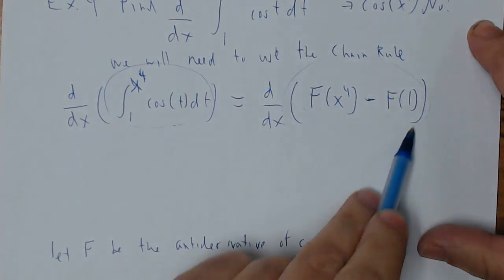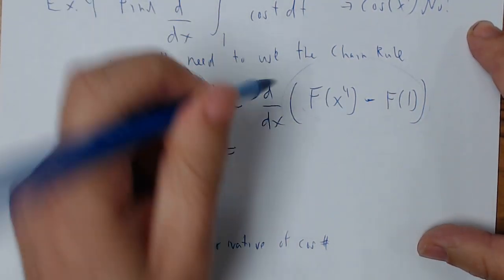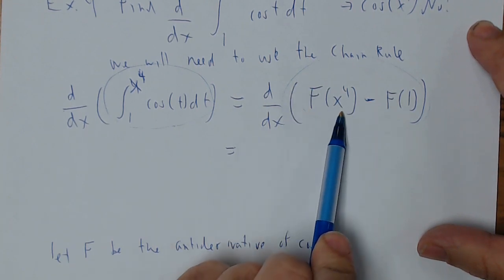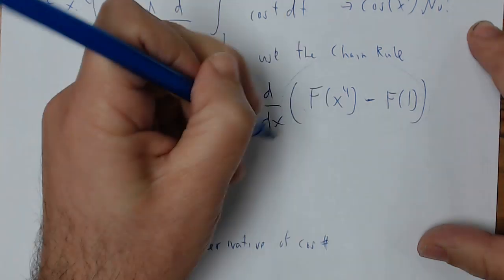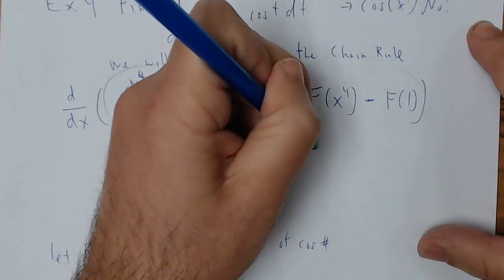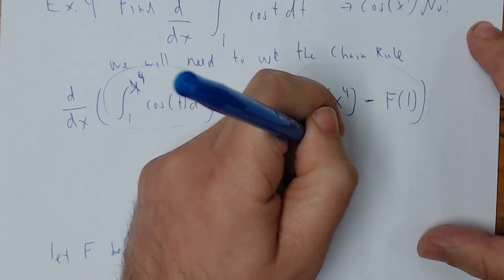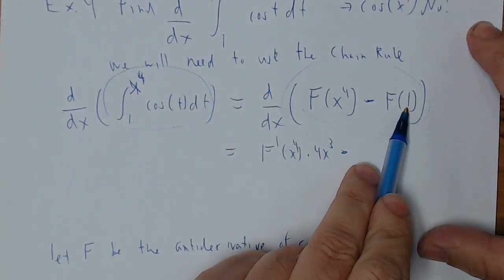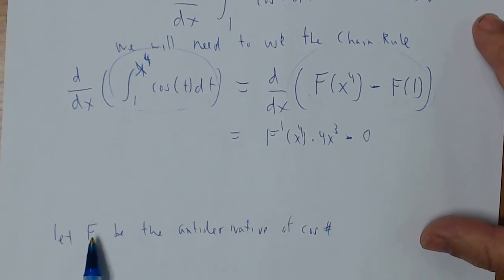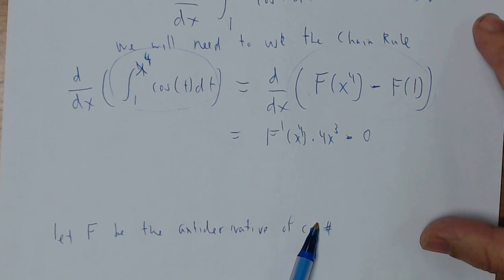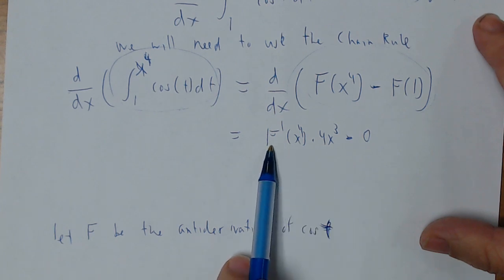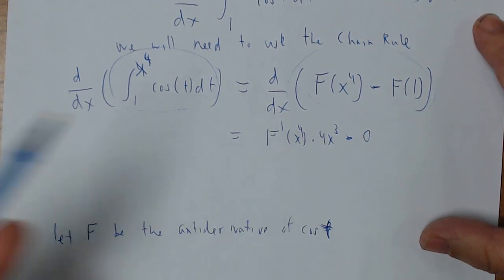Now what do I need to do? I need to find the derivative of this. Do you see how the chain rule applies? This is a composite function. I have capital F, and inside of it I have x to the fourth. So the derivative would be capital F prime of x to the fourth times the derivative of the inside, which is 4x cubed. And then minus capital F of 1, this is a constant, so the derivative of a constant is just 0. Now, remember, capital F is the antiderivative of cosine of t, so the derivative of capital F is just cosine.